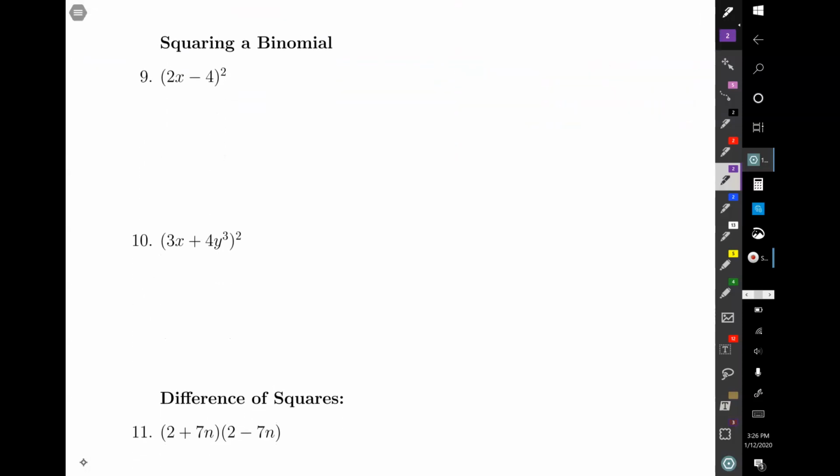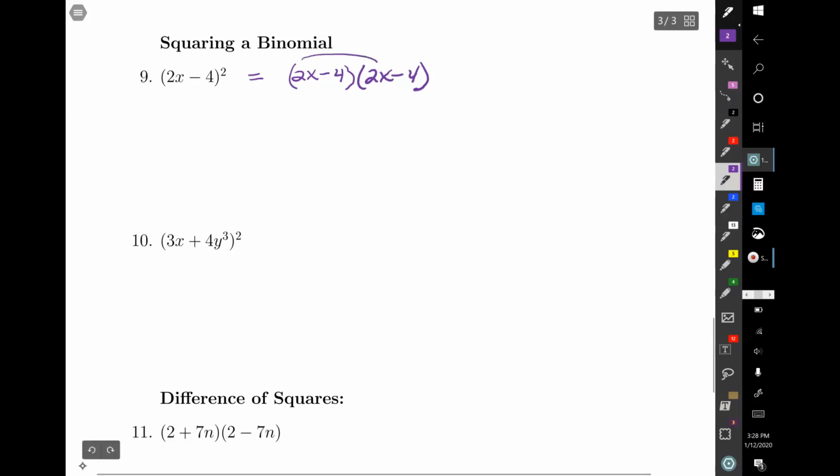So now, number 9, we're squaring a binomial. This reads parentheses 2x minus 4 close parentheses all squared. So again, we can't just raise each of those terms to the second power. We need to raise the entire thing, (2x minus 4) times (2x minus 4). Now we're going to FOIL that out. We're going to do it the long way, and then we'll see how that compares to the formula. So 2x times 2x would be 4x squared.